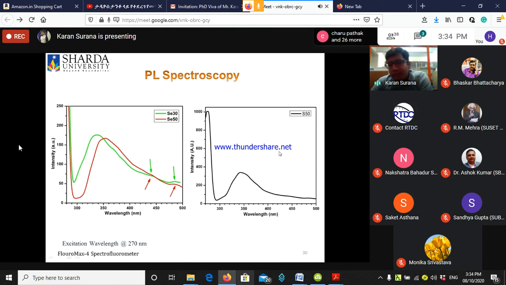The same was the case with CdS quantum dots. First emission maxima was obtained in the UV region, and a second broad emission was obtained, which is again suggestive of some non-uniformity present in the particle size.